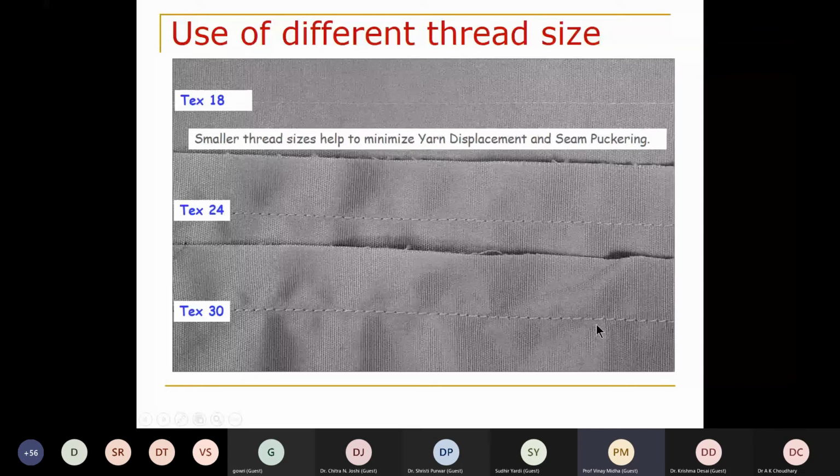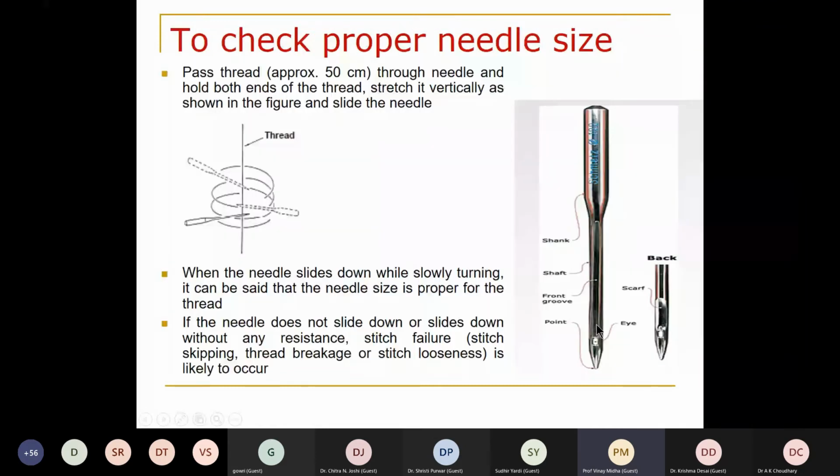Then how to check the proper size of the needle? The simplest way is to pass the thread approximately 50 centimeters through the needle and hold both ends of the thread in the vertical direction, tightly keeping it straight, and see if the needle goes down. If the needle moves like this and goes down, then we can say that it is appropriate for the needle eye, meaning the appropriate size of the sewing thread has been selected, and the needle is appropriate for that particular sewing thread.